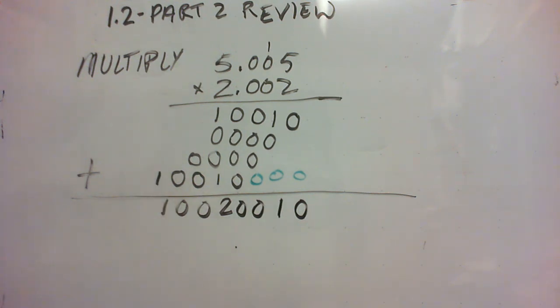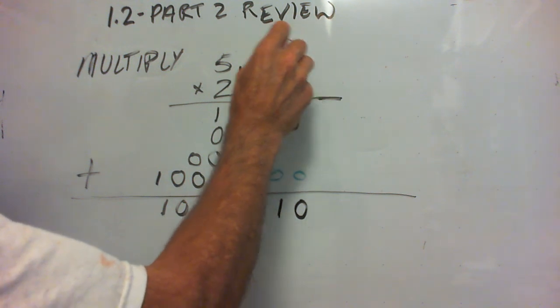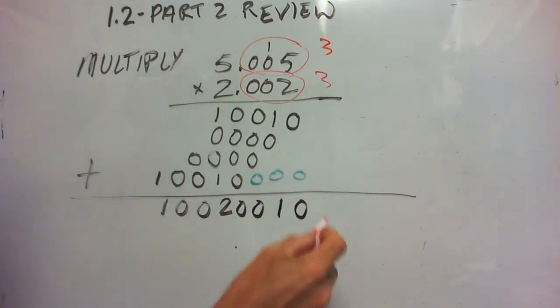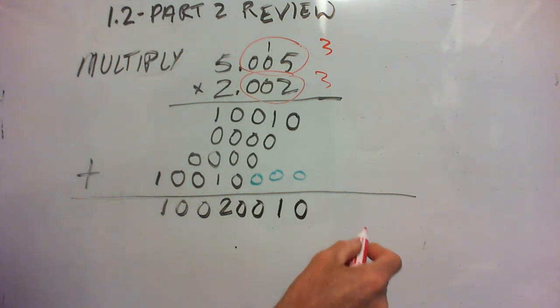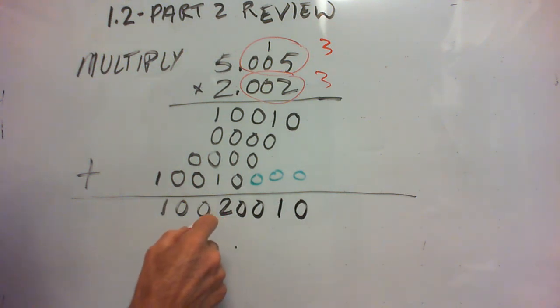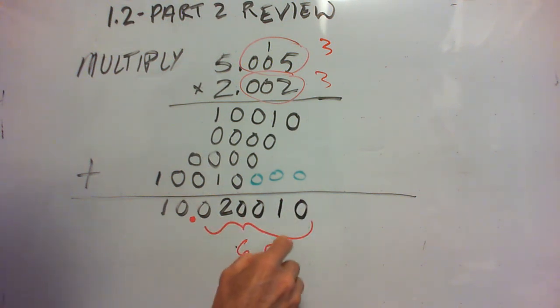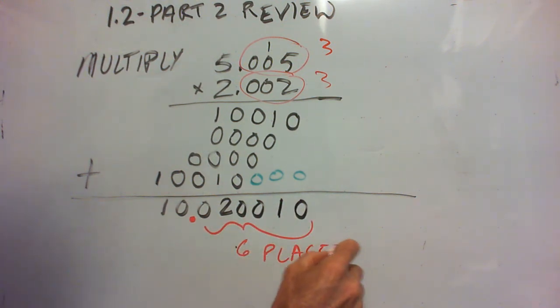Now it's a matter of where to put the decimal point. Our top number has 3 places. Our bottom number has 3 places. 3 plus 3 makes 6 places. So add up the decimal places. That's one way of putting the decimal point.